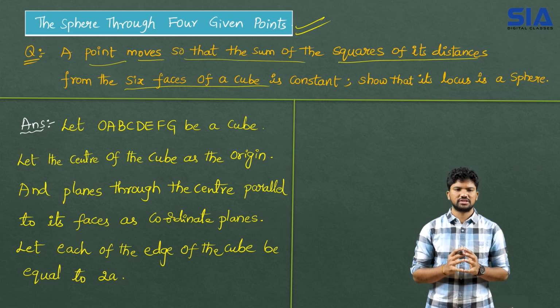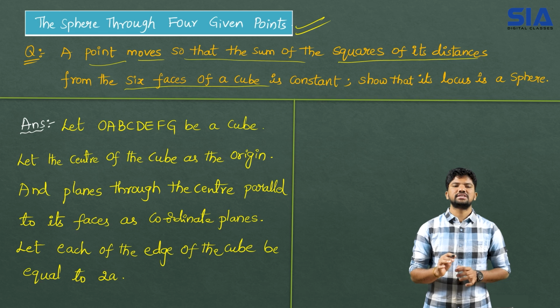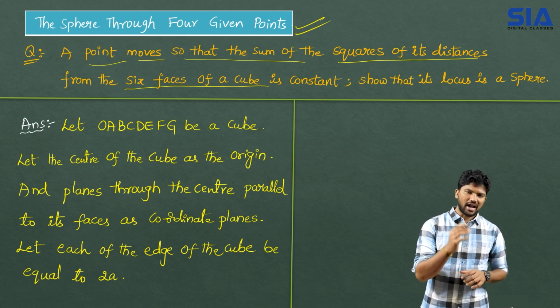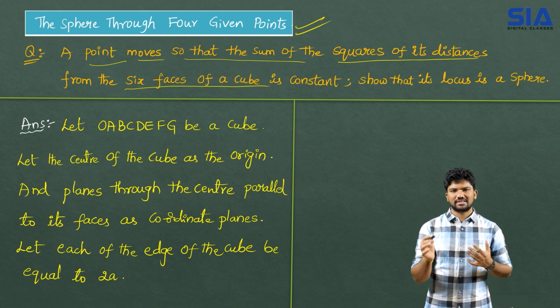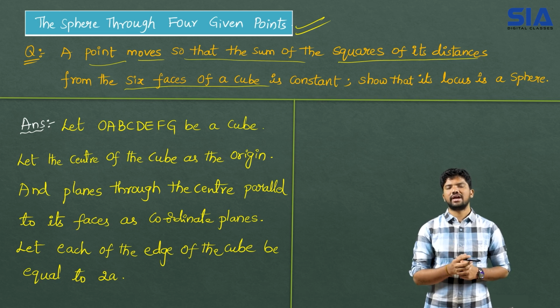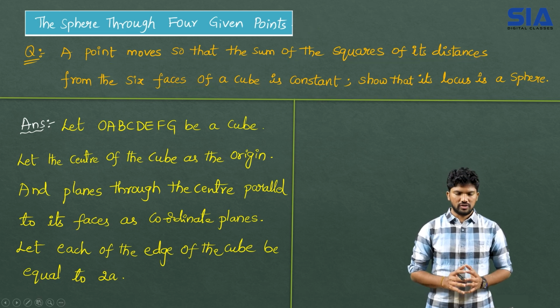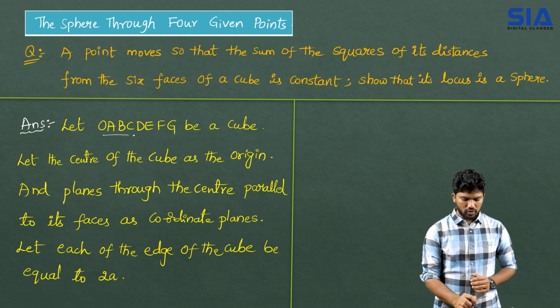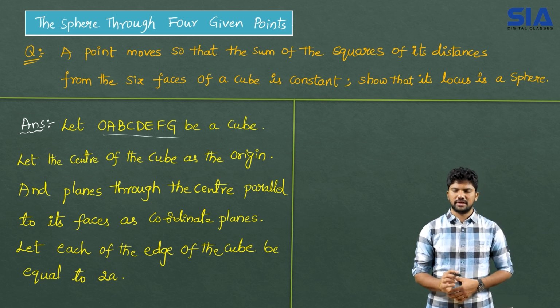Try to understand the question first of all. A point moves so that the sum of the squares of its distances from the six faces of a cube is constant. If you take that distance as constant and simplify that equation, that locus makes a sphere. Okay, so now the solution: let OA, BC, DE, FG be a cube.